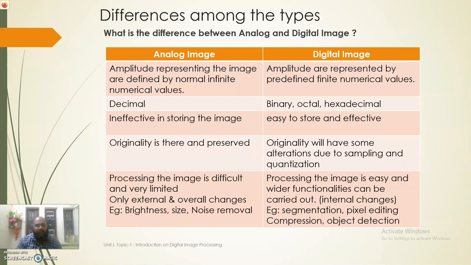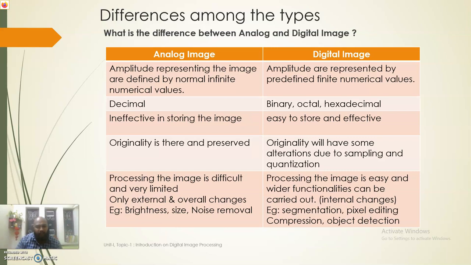Regarding the analog image, the amplitudes representing it are defined by normal infinite numerical values, that is, by decimal values. For the digital image, the amplitudes are represented by predefined finite numerical values, that is, binary, octal or hexadecimal.